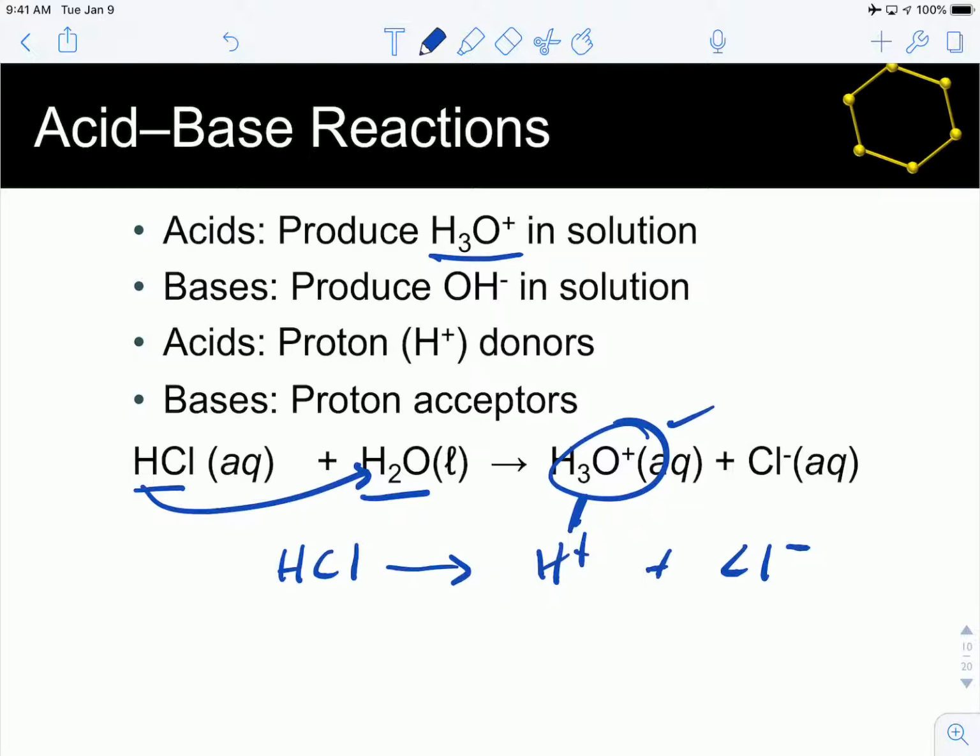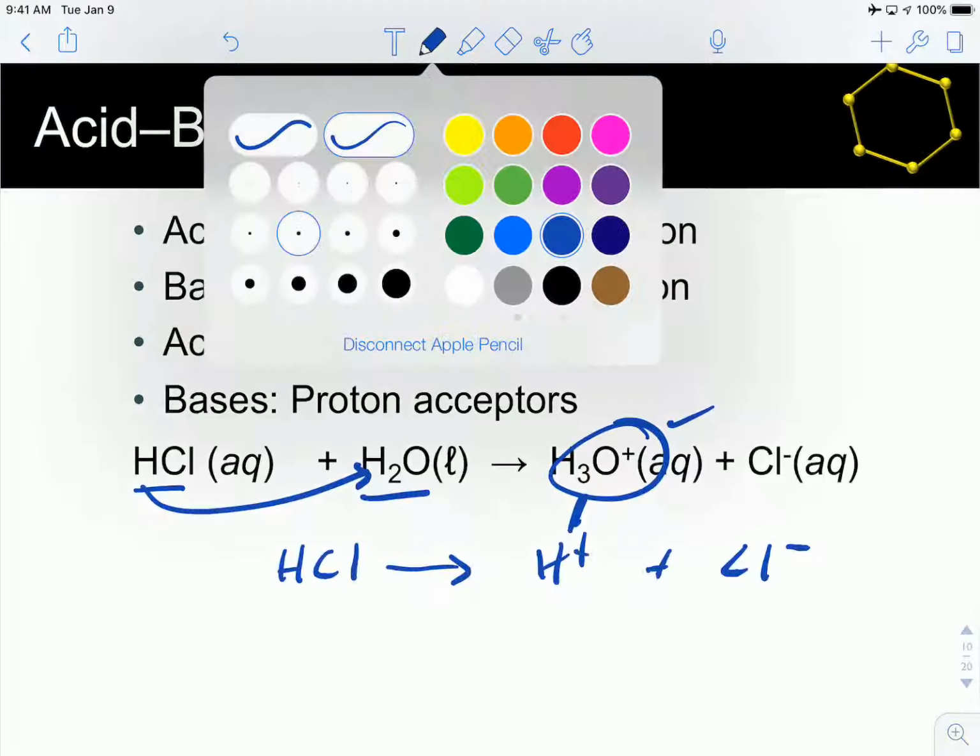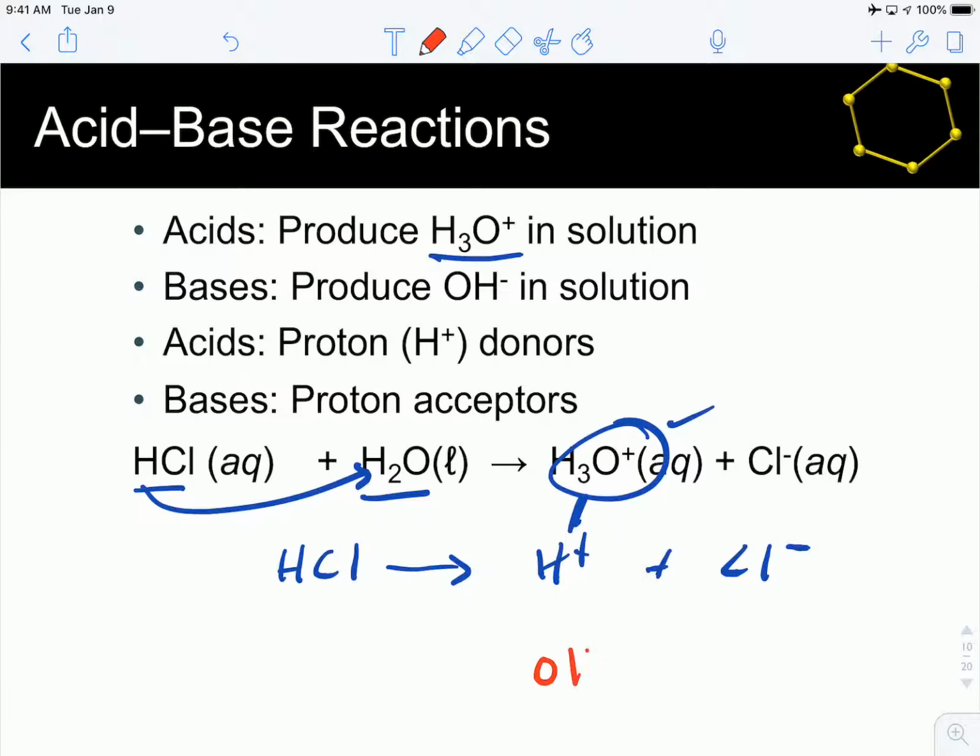Bases are the opposite. They produce hydroxides in solution. So if you add an acid and base together, you get water because a base produces this, acid produces this. Together, they give you water. Effectively, they neutralize each other.